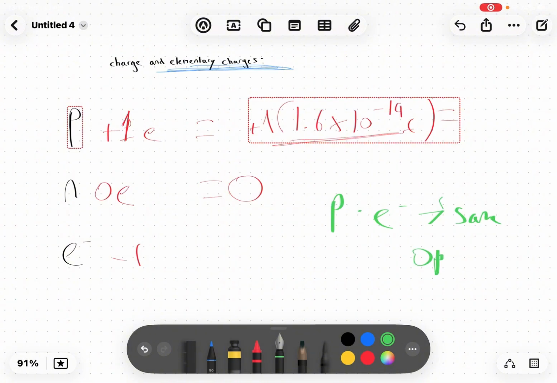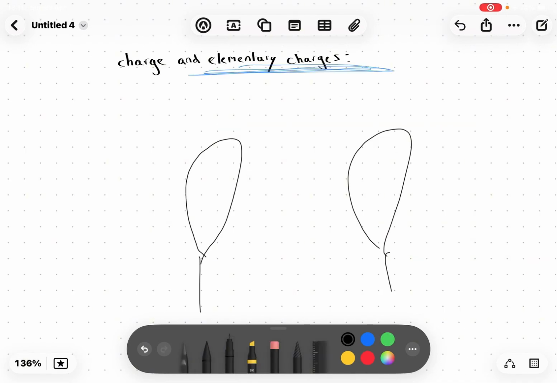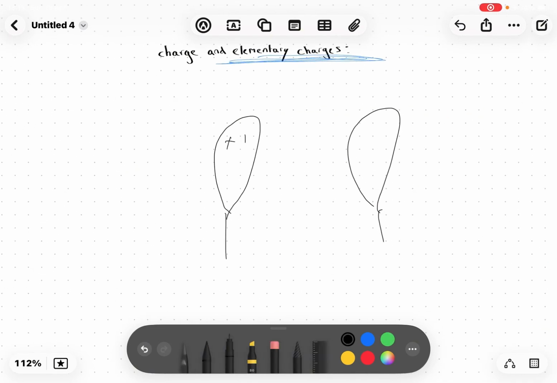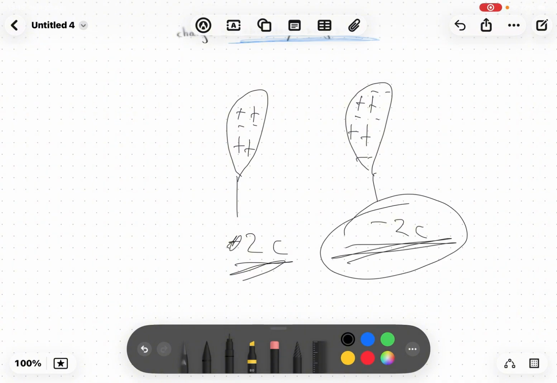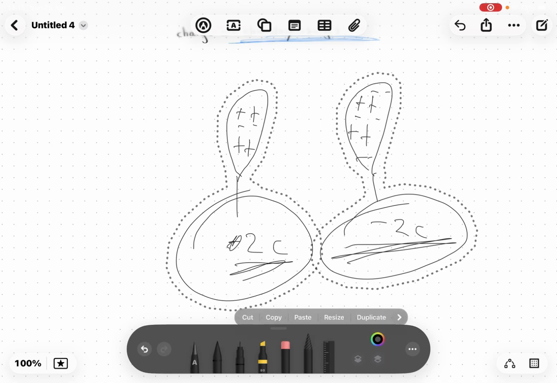And quickly, with the balloons, I made a small mistake. Let's say we have the same balloons as the other two. This one was 2 coulombs, and this was -2. This is still a charge, it's just negatively charged. This one's positively charged. So they're both charged, just with different signs.